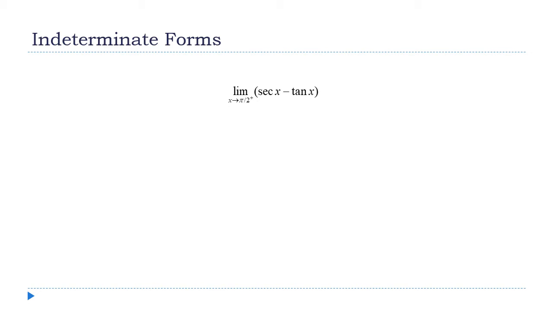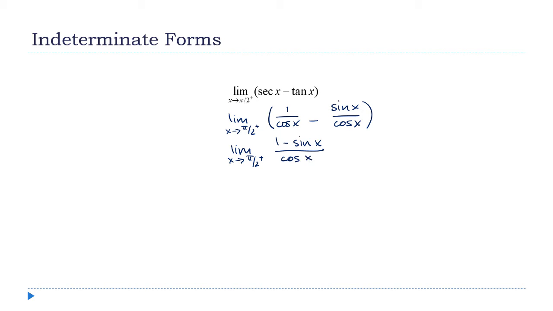All right. So this becomes the limit as x approaches pi over 2 from the right of 1 over the cosine of x minus the sine over the cosine. Well, okay, that looks promising, right? The denominators are already the same. So let's go ahead and combine them together, make it a single fraction. This is the limit as x approaches pi over 2 from the right of 1 minus the sine of x over the cosine of x. And now we have the L'Hopital's rule situation.